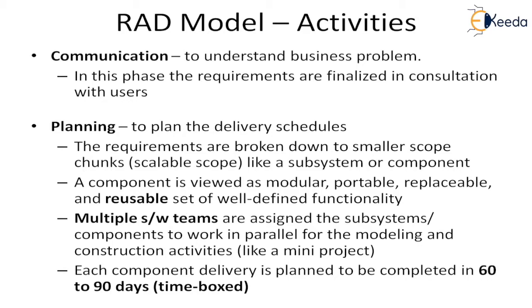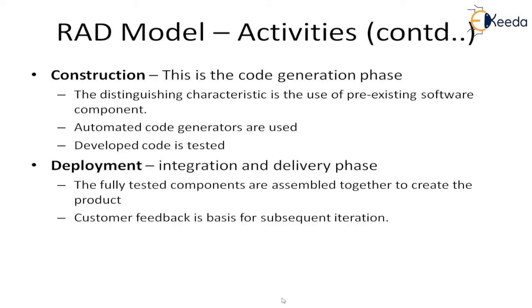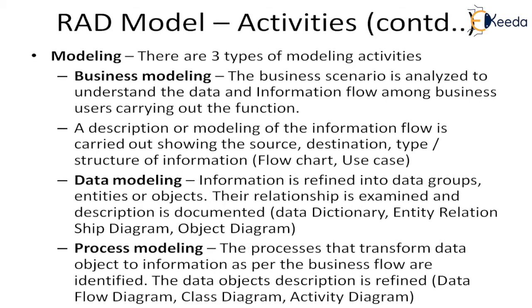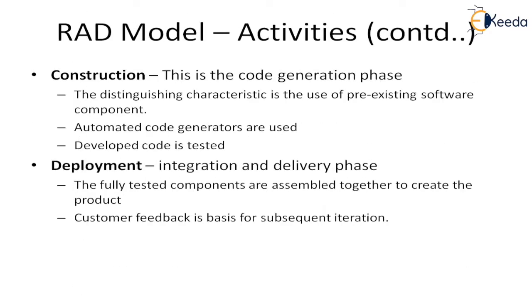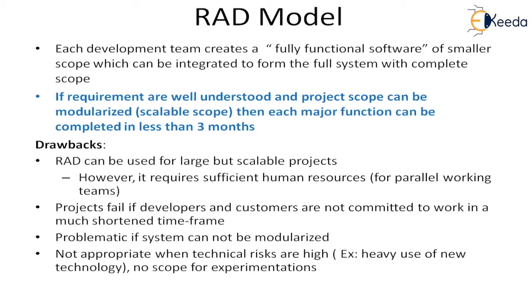bigger software. Then multiple software teams are assigned, so that is another part of the planning. And we have to see, when we make the delivery schedule, that it is time boxed, within 60 to 90 days. So that we have seen. So we have already seen the communication, planning, and the modeling in detail. And then we have the construction and the deployment. So let's look at the RAD model a little on the advantages and the drawbacks.